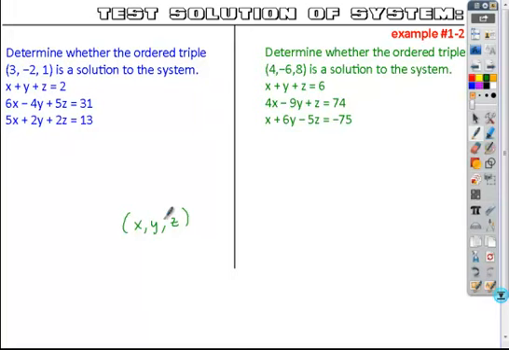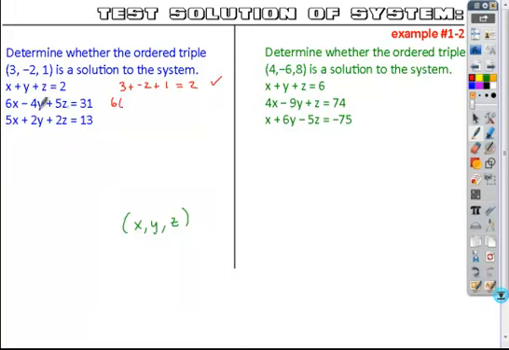For this first set of problems, you're just going to test to see, does a given solution set work for all 3 equations involved? You can do one of 2 things. One, you could physically plug these in for x, y, and z and see if the statement holds true. So you would get 3 plus a negative 2 plus a 1 and test to see, does that equal 2? So 3 minus 2 is 1, plus 1 equals 2, so that one checks.